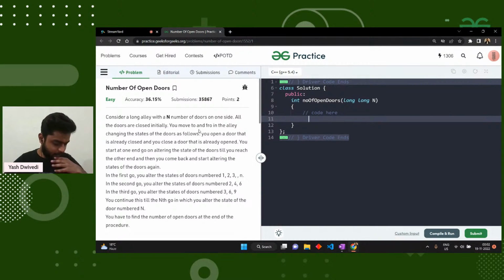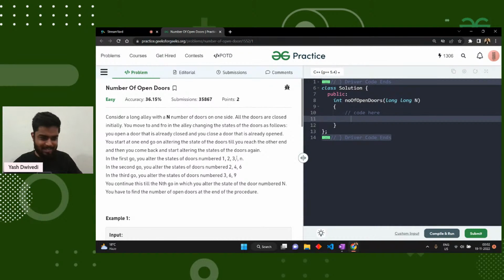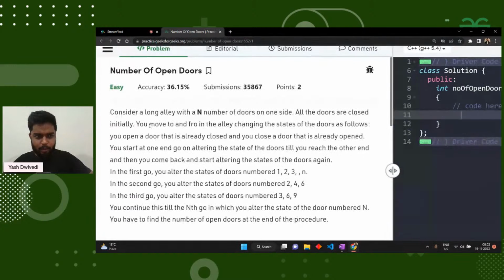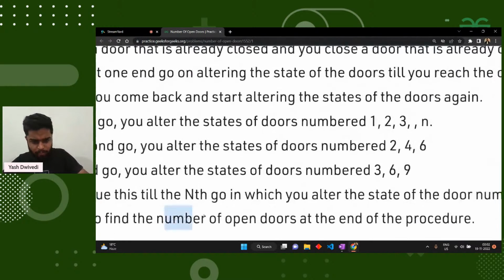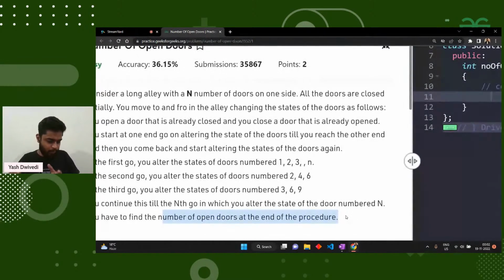Okay, so let us start off with the problem. The problem is kind of a puzzle, you can say. So you can write P in the chat for puzzle. It's kind of a puzzle problem only. So the problem says number of open doors. So what does it mean? In the end, you have to find the number of open doors at the end of a particular procedure.